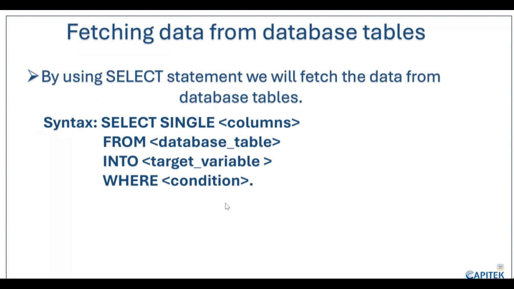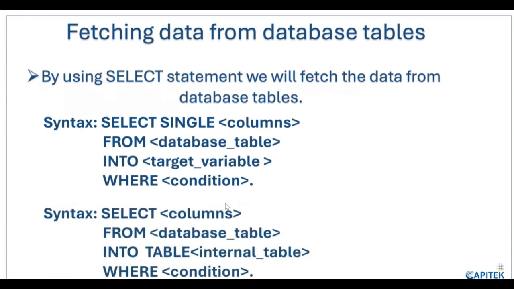And if you want to fetch the data for multiple records, then you say select your column names from your database table into table internal table where condition. You mention the condition over here. So we can select the data with respect to a single record, and we can also select the data for multiple records into your internal table. So this is one way.